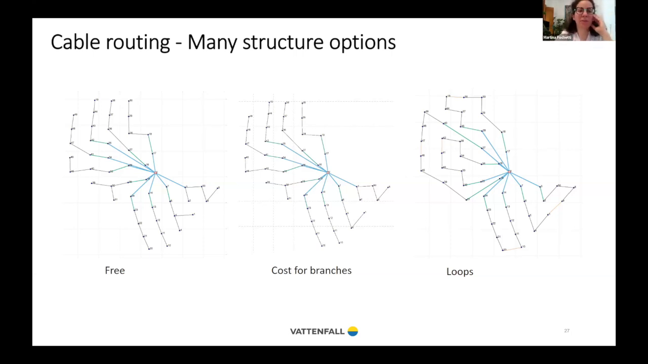So we also implemented different options in our tool. Here I'm showing some of them. For example, the first layout here shows the problem as I explained it to you. In the second one, we started to talk about the cost for branches. So basically, in this layout, you can see we have structures, for example, in turbine number 5, where 2 cables enter a turbine and 1 exits. This is feasible, but can imply extra costs.